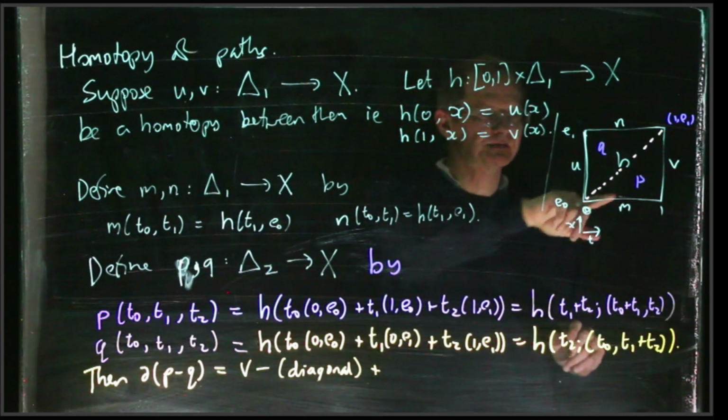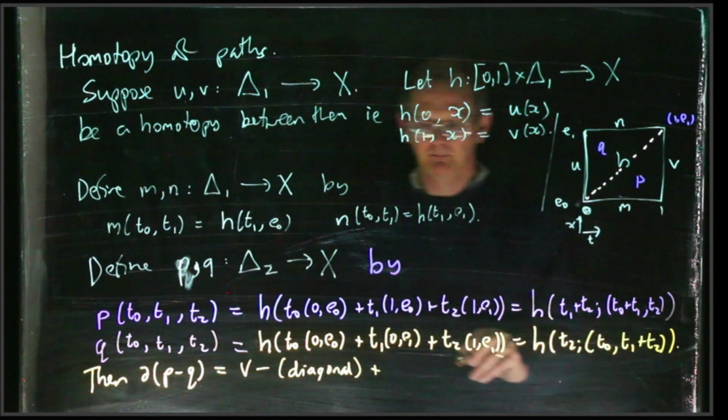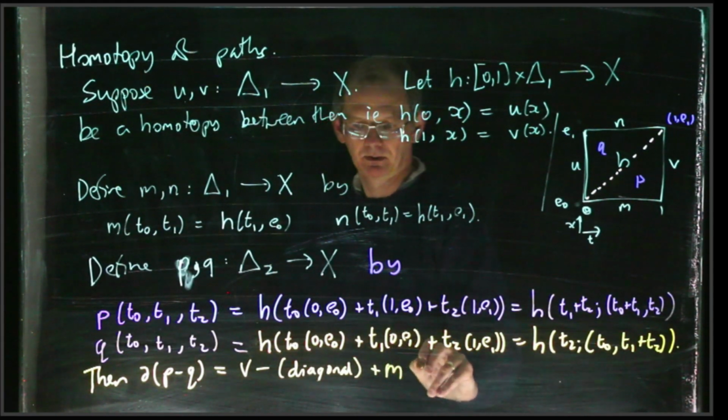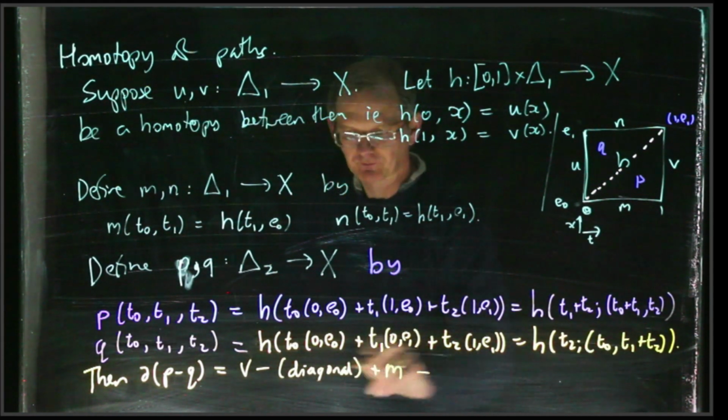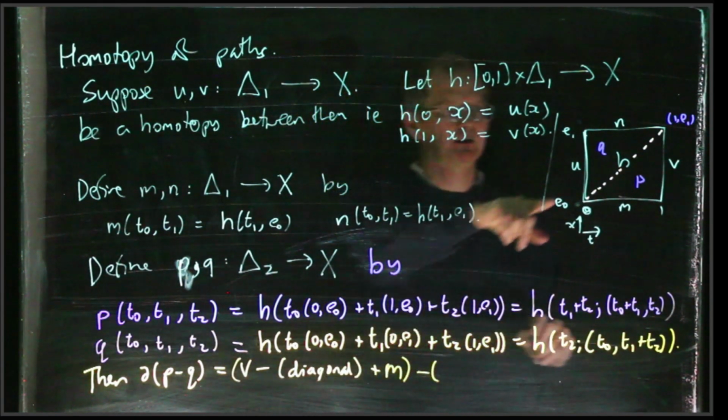Okay, and then plus the last thing that you get is omitting the last vertex. That just leaves you with the path m. So that was what you got for p. Then you do it for q.